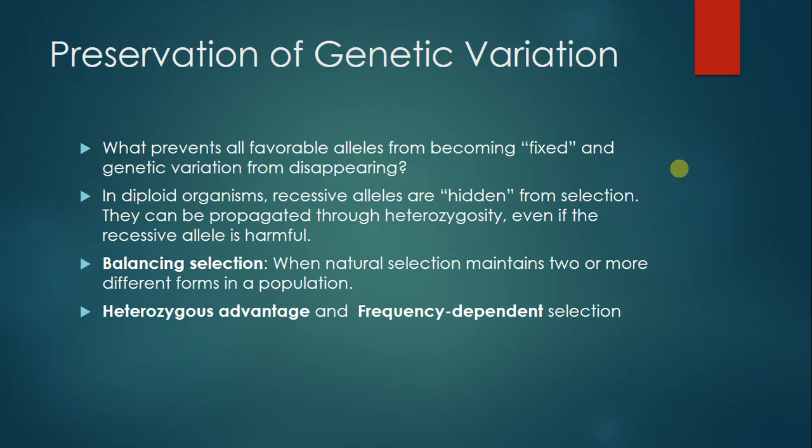type are balancing selection. So when natural selection maintains two or more different forms in a population. And they're in the categories of heterozygous advantage and frequency-dependent selection. So when natural selection maintains two or more different forms in a population, that's preserving genetic variation. Heterozygosity preserves genetic variation and happens via heterozygous advantage and frequency-dependent selection.